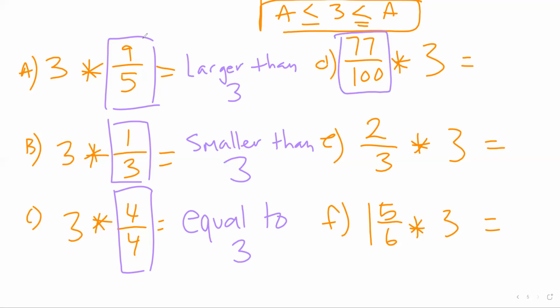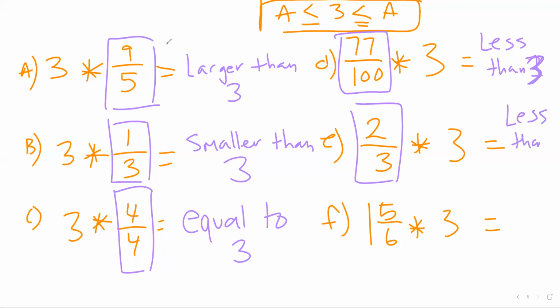77/100. Wow, that looks big, but actually that's still less than 1, right? Because 1 would be 100 out of 100, and this is 77/100. So I'm going to be less than 3. 2 out of 3, that's still less than 1. Sorry, rough day today. This one will also be less than 3. And this is a mixed number, so that's larger than 1. So my answer will be larger than 3.